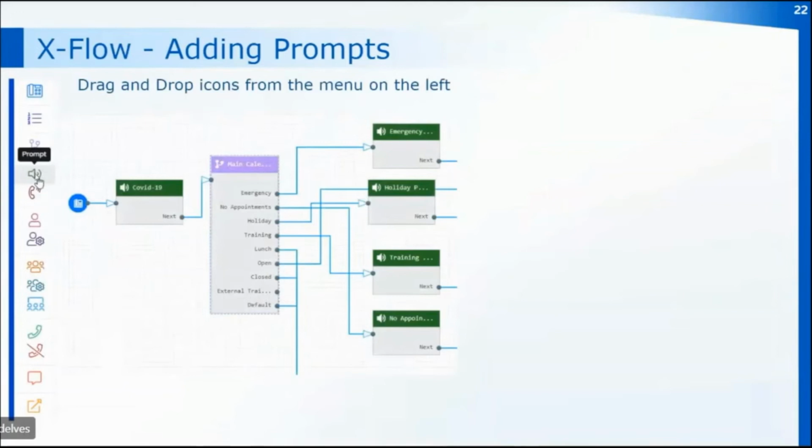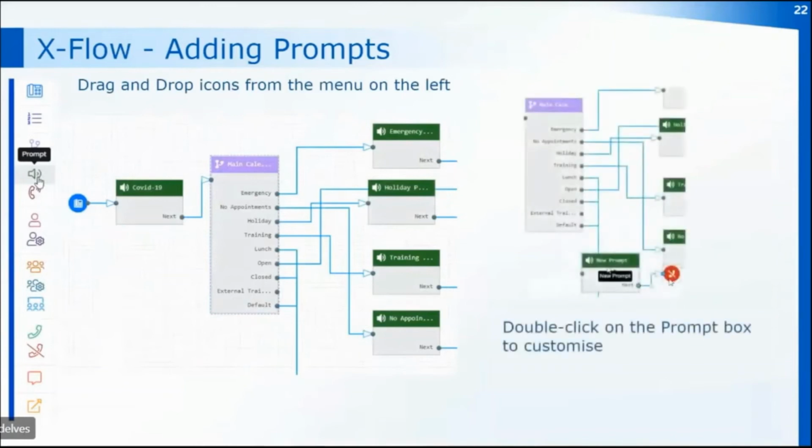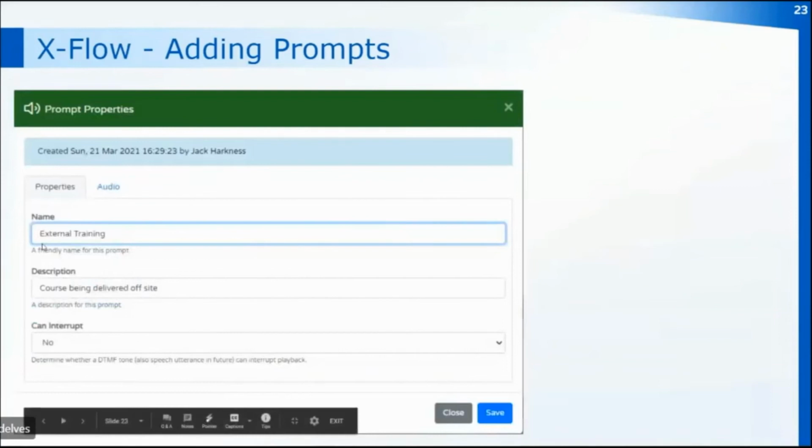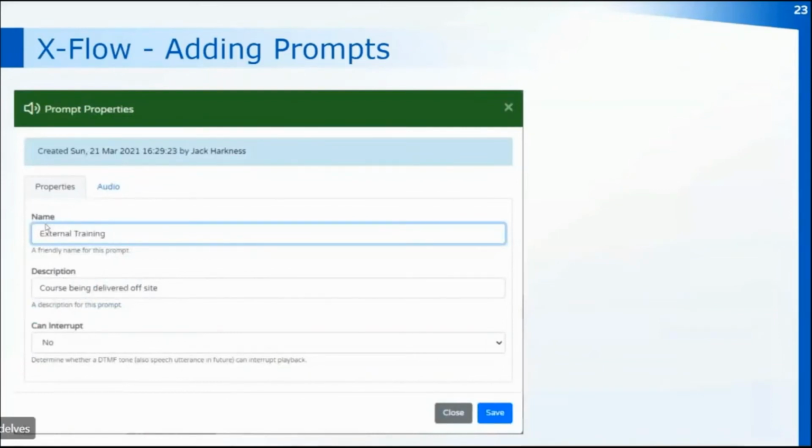So I can drag the prompt from the right-hand side, drag it over onto the desktop, and then I can double click on the prompt box to customize what I want the prompt to say. On the first tab of your prompt box, you're going to have the name. So you could change the name so that you can identify this prompt easily when you're looking at your call flow. You can even give it a description so people know why you're using that particular event.